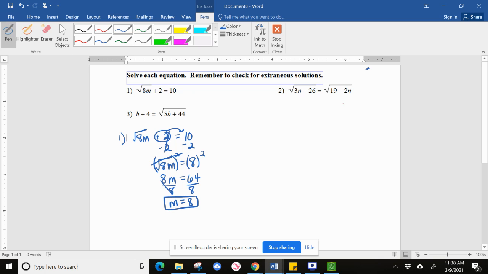So 8 times 8 is 64. What's the square root of 64? 8. Add that to 2. Do you get 10? Absolutely. All right, so we're good on that one. All right, let's do the next one.